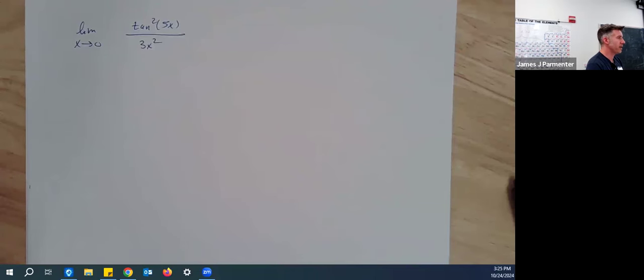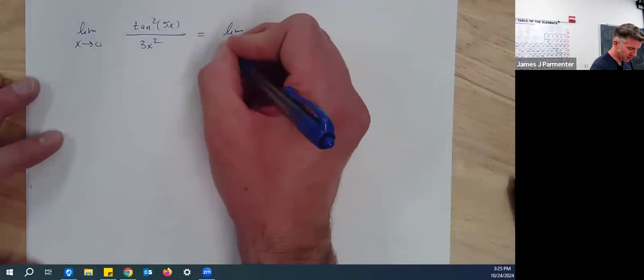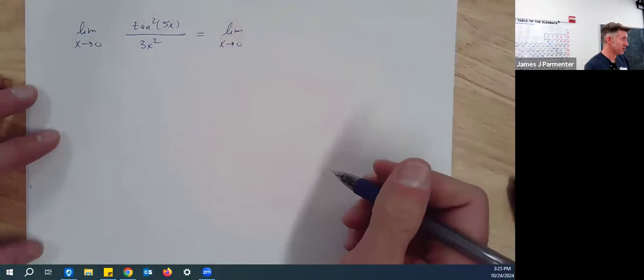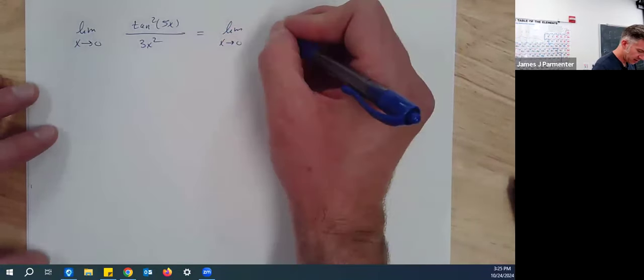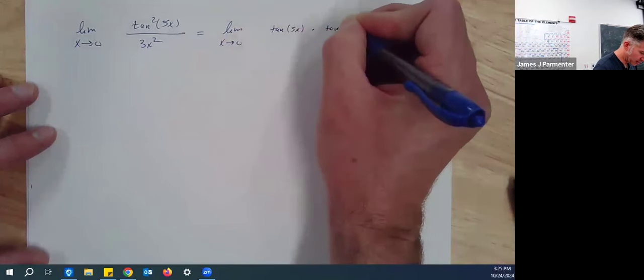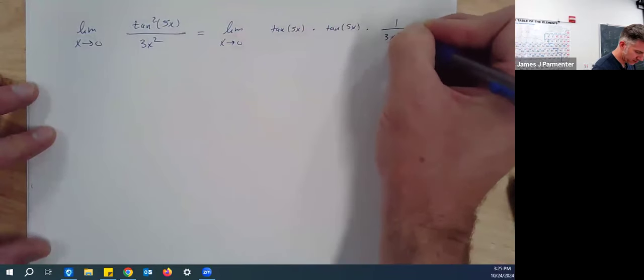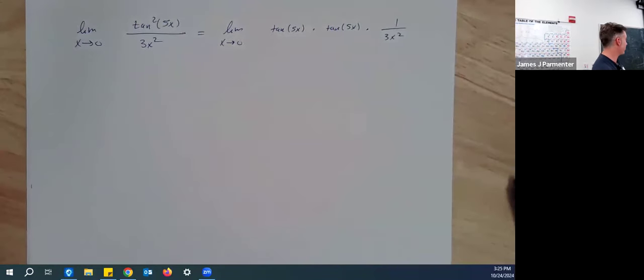You want sines. Sine is the thing you want. If you plug in 0 here, you're going to get 0 over 0, because tangent of 0 is 0, just like sine of 0 is 0. So I'm going to rewrite this in two steps. The first thing I'm going to do is break apart the tangent squared as tangent times tangent. So I have a tangent of 5x times a tangent of 5x times a 1 over 3x squared.